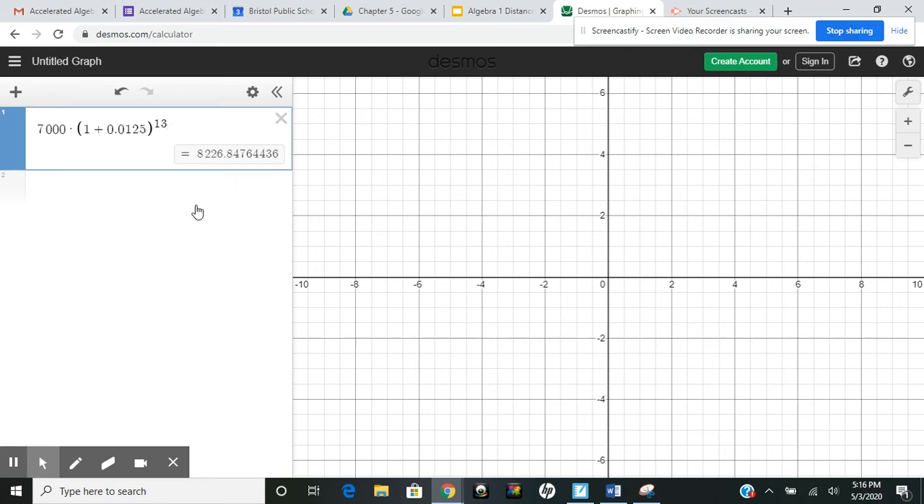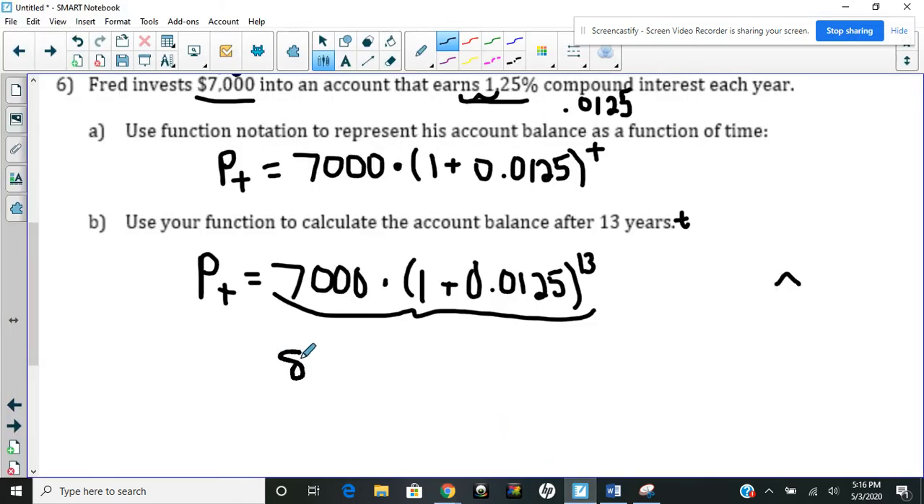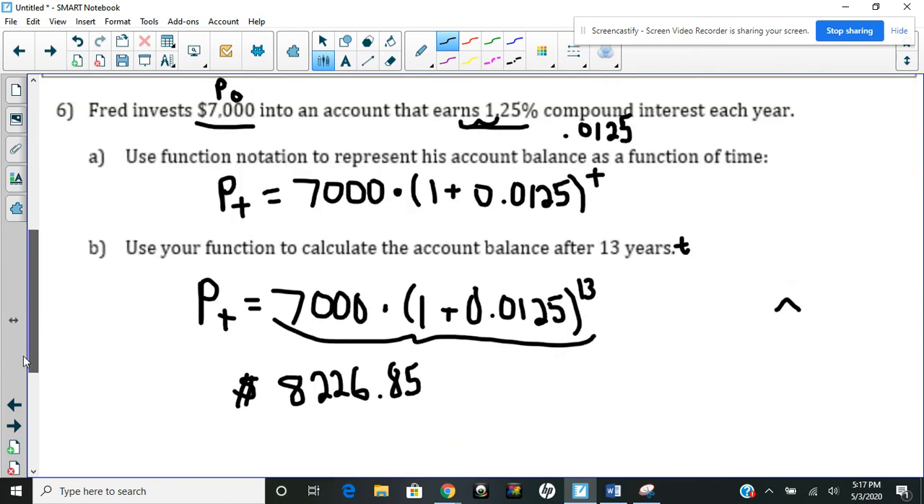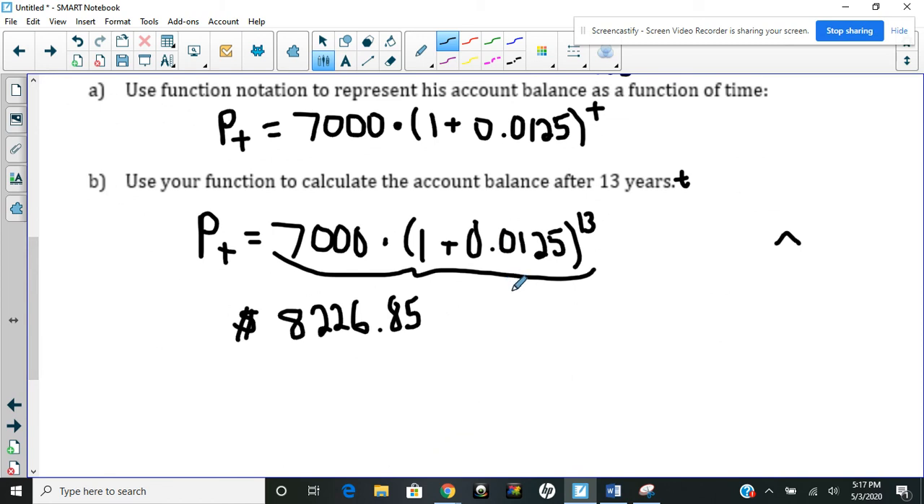$8,226.85. Because it's money, you want to round to 2 decimal places, because that's what the American dollar uses. 8226.85. Dollar sign goes in front. And that's it. So that is compound interest. You read the problem, follow this formula, plug your numbers in, and then use a calculator in order to evaluate after a certain amount of time.